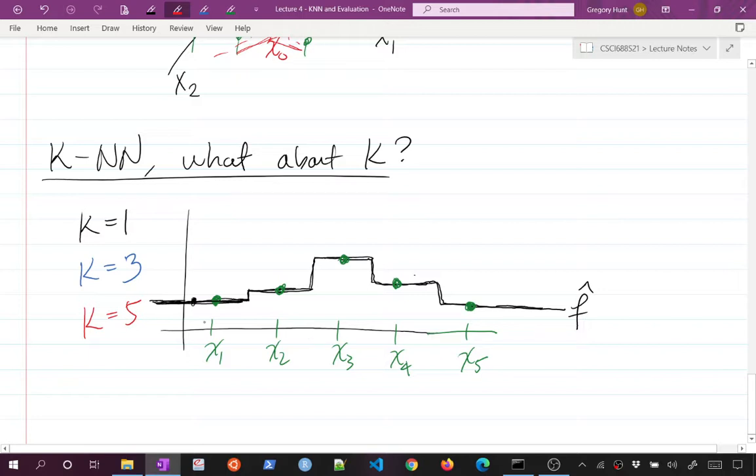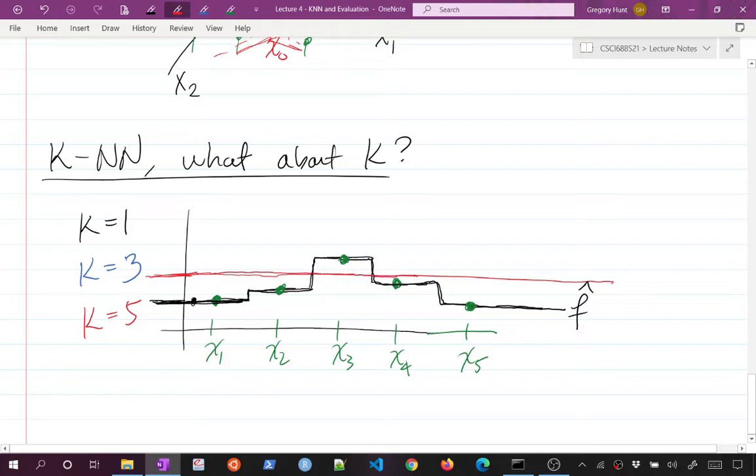So there's going to be some average, and it looks like it's somewhere about here, maybe. This is the average of the y positions of my green training points. No matter where I am, if I'm over here, the average of my 5 nearest neighbors is just the average of y1 to y5. And no matter where I am, I'm going to get the same value.